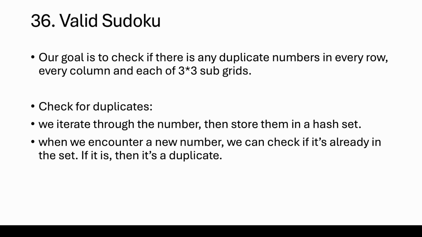So basically our goal is to check if there are any duplicate numbers in every row, every column, and each of the 3 × 3 subgrids. For checking duplicates, a hash set will be a very good technique. We iterate through the numbers, then store them in a hash set. When we encounter a new number, we can check if it's already in the set. If it is, then it's a duplicate.